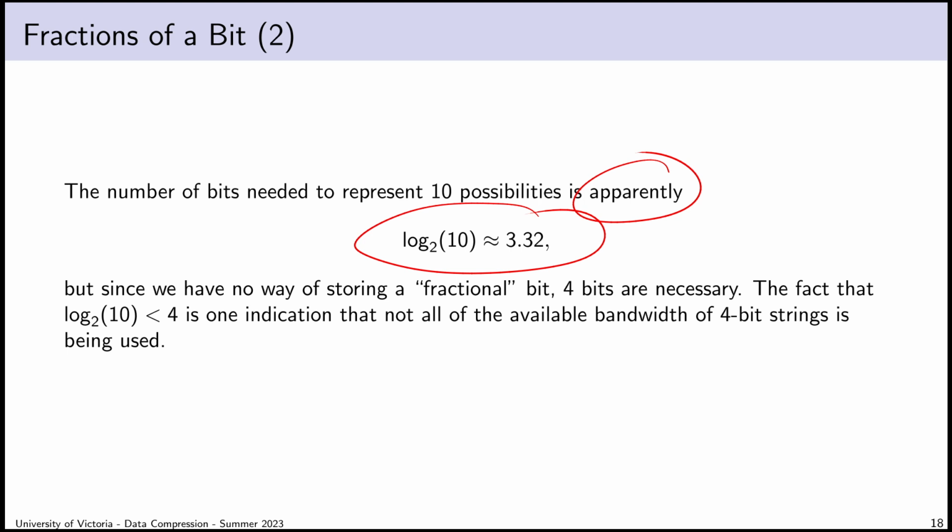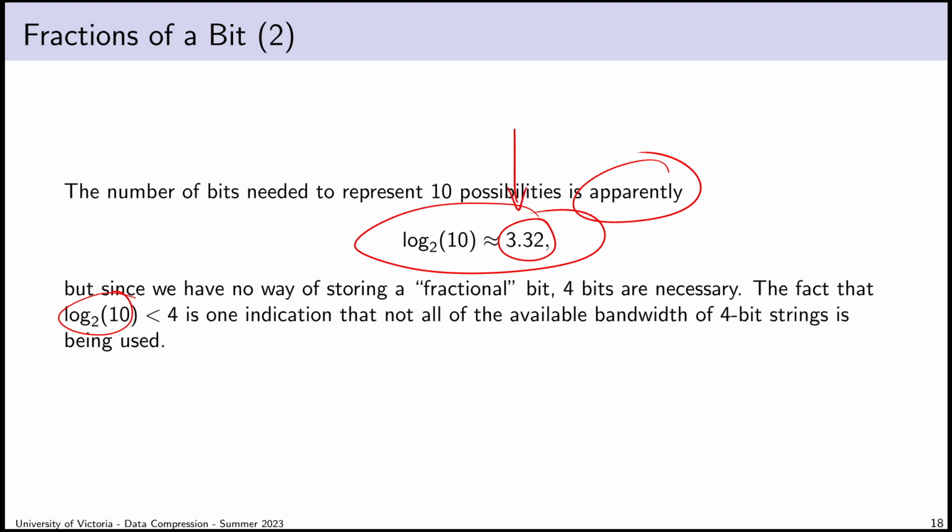Now, the fact that the log in base 2 of 10 is not equal to 4, it's definitely less than 4, is a sign that we're not using all of the power of those 4 bits. The fact that it's 3.32 means I don't really need all 4 bits, but I have to use them, we'll say for practical reasons. The reason this is significant is, yes, it's true that if you just want to send a single digit, you have to use 4 bits. You need the ceiling function. You can't just leave this at 3.32.